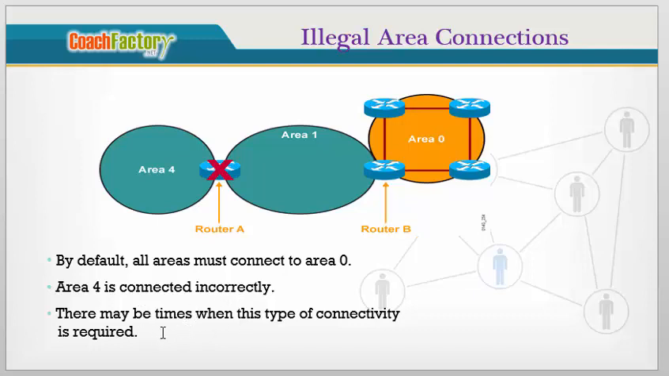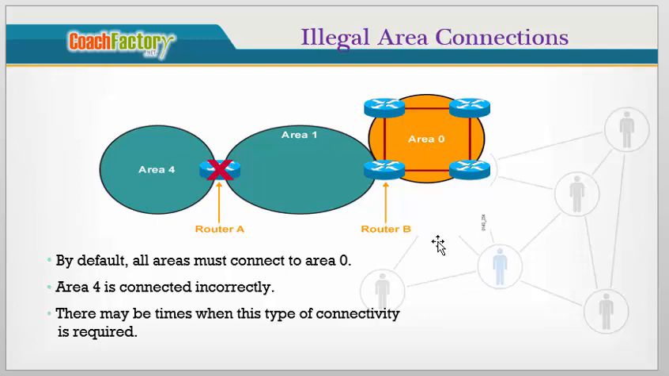There may be times when this type of connectivity is required. In the real world, sometimes we cannot have a physical connection to area 0. At that time, we need to create a virtual link so that we can virtually connect area 4 to area 0.